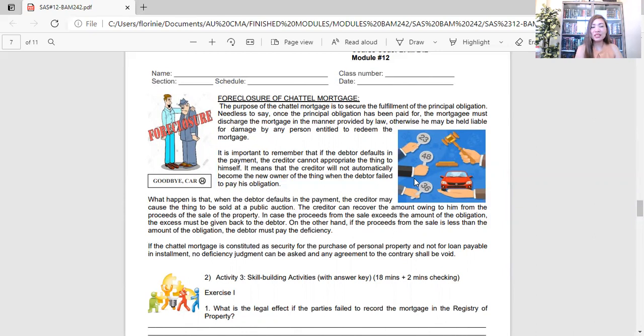So again, pagdating sa chattel mortgage, pag pinag-uusapan natin yung foreclosure, ibinenta yun sa public auction, just like what we've learned a while ago. Kapag sobra sa utang yung napagbilan ng sasakyan, kailangan yung excess na pinagbilan isoli sa debtor. Pero kapag naman kulang yung pinagbilan, may utang pa rin si debtor kay creditor.